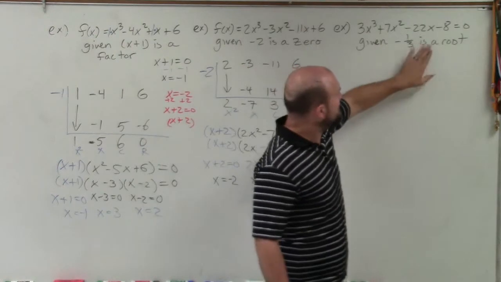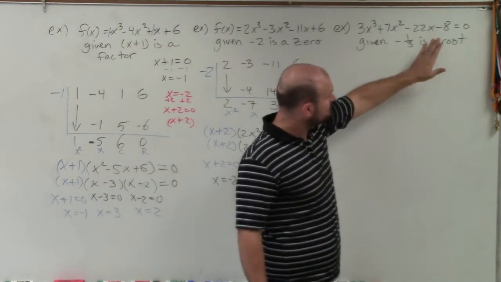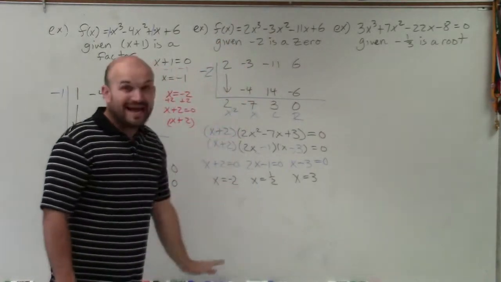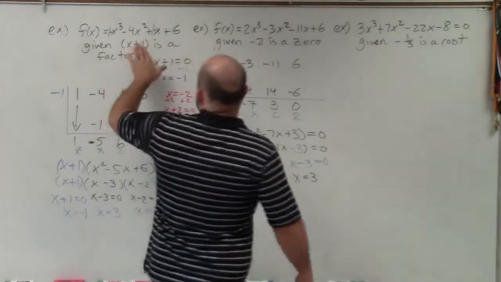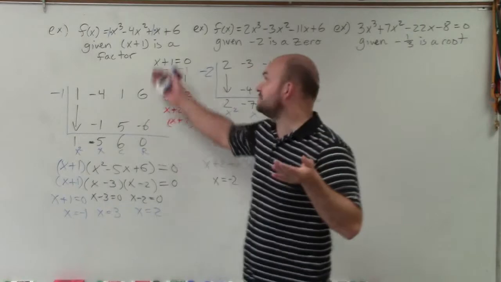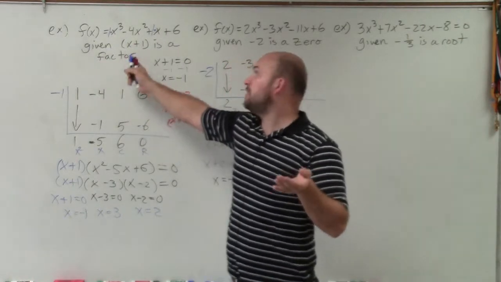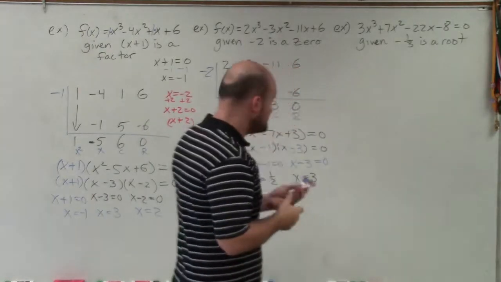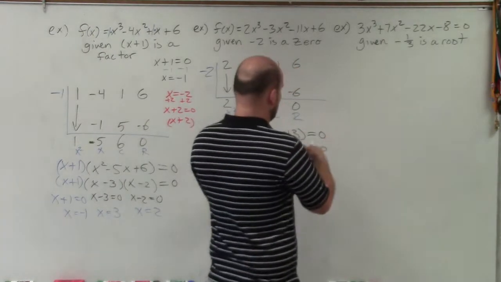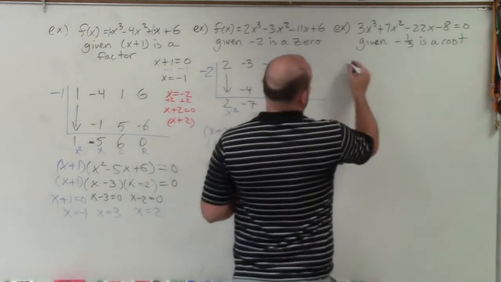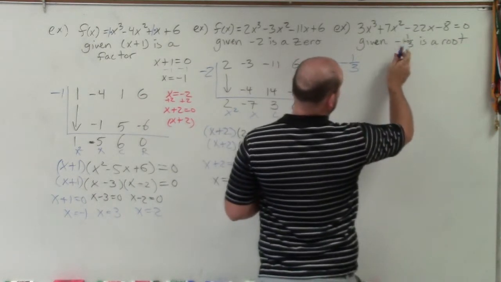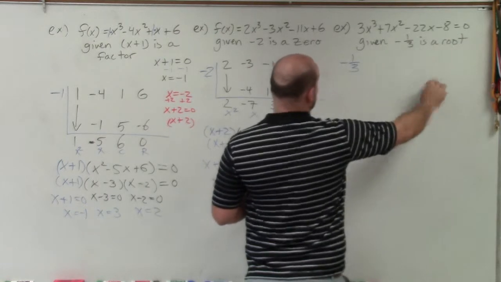So basically, if this is going to be my root, we're going to treat it just like we did as if it's zero. Whereas a factor is something totally different. A factor tells you that it divides into it. You always set your factor equal to 0 to solve for the solution or the root. So in this case, we know that we can immediately set up synthetic division, since they're telling us that is our root.